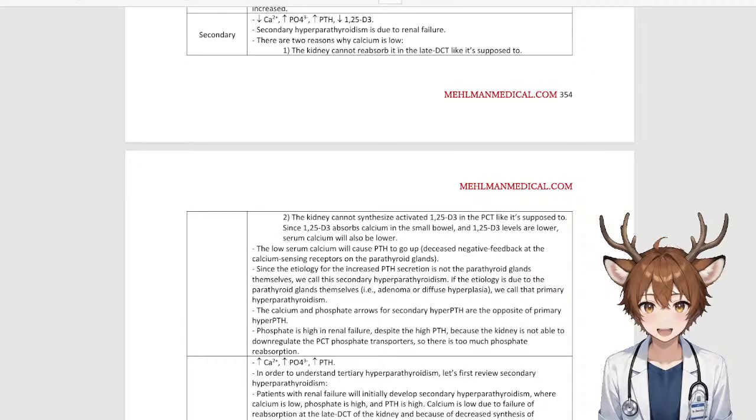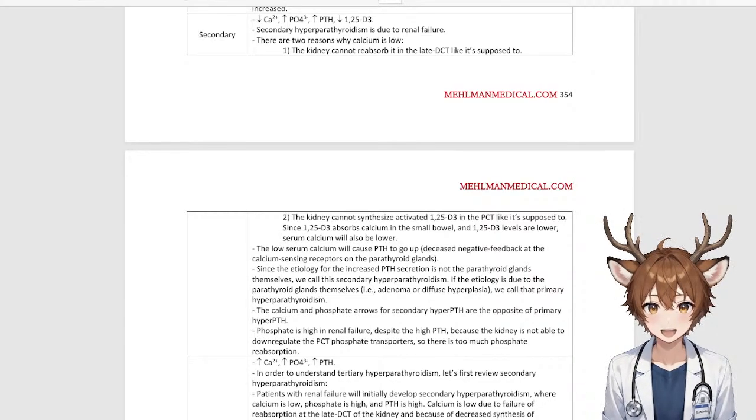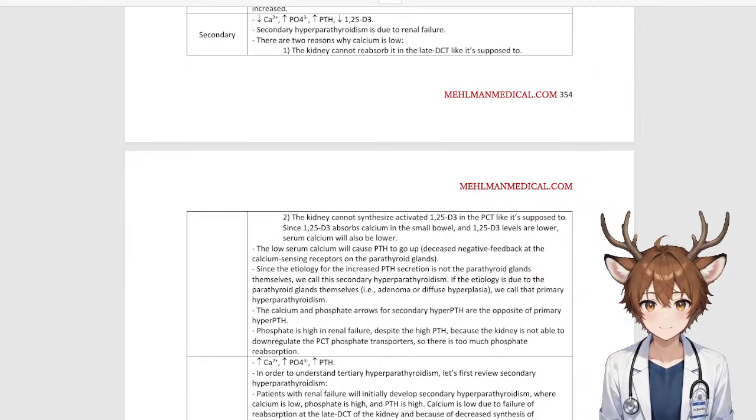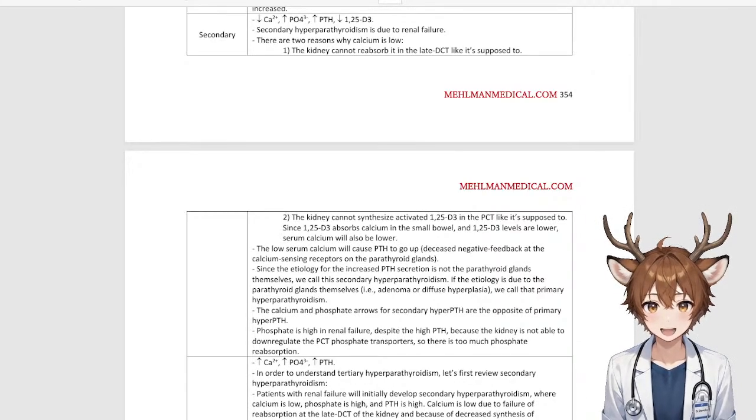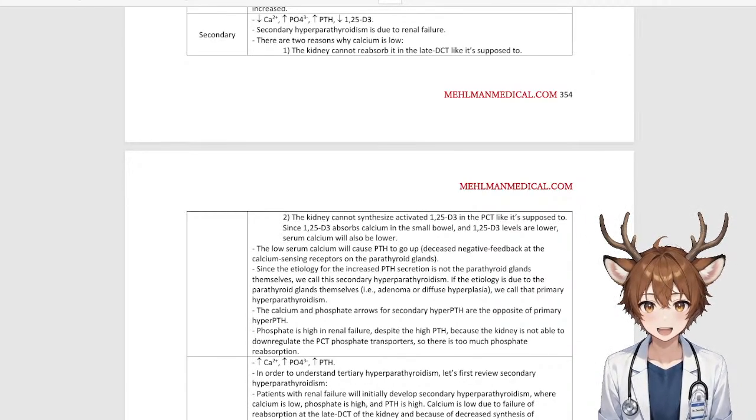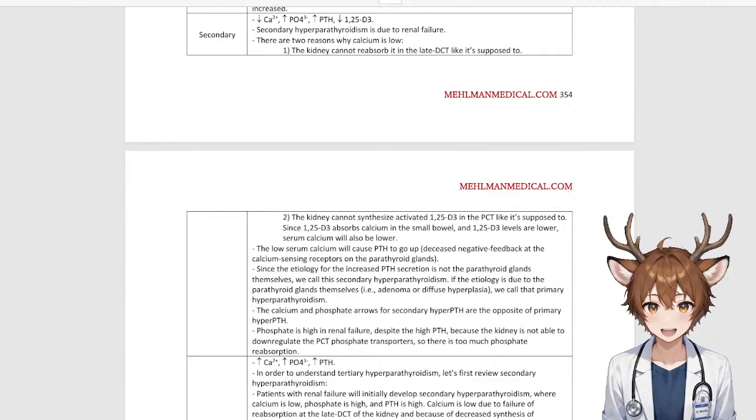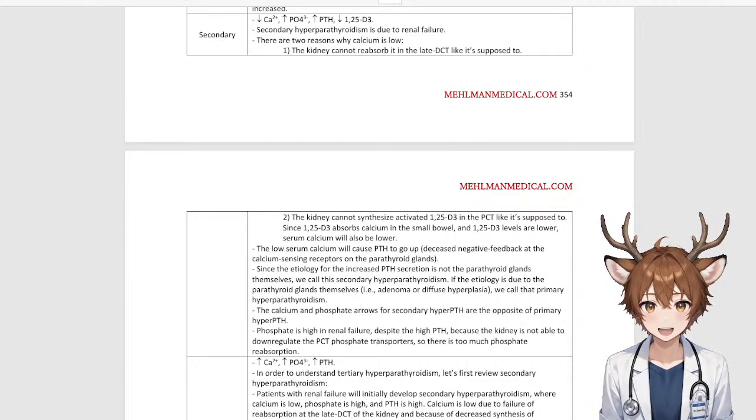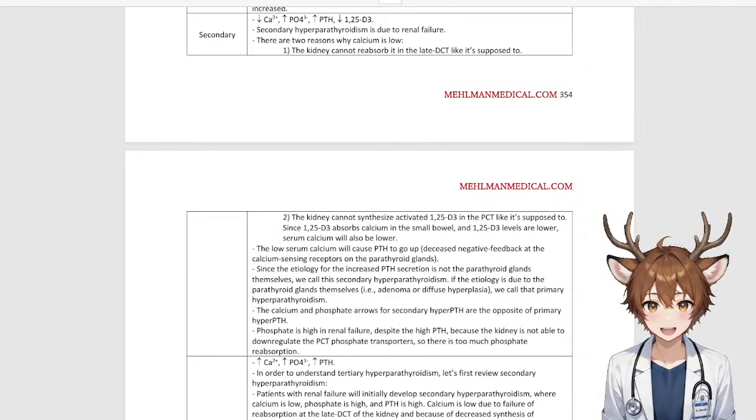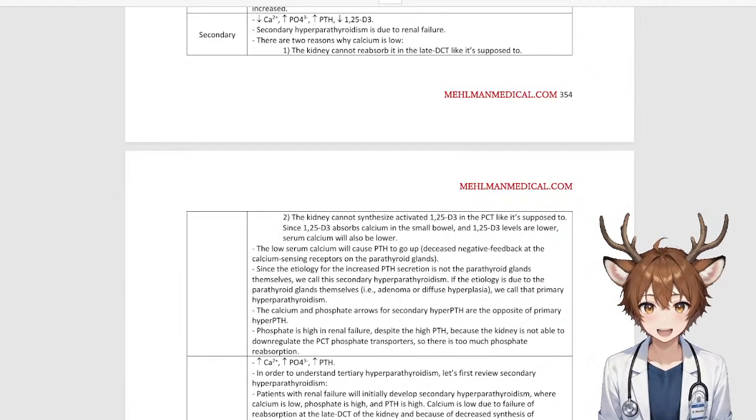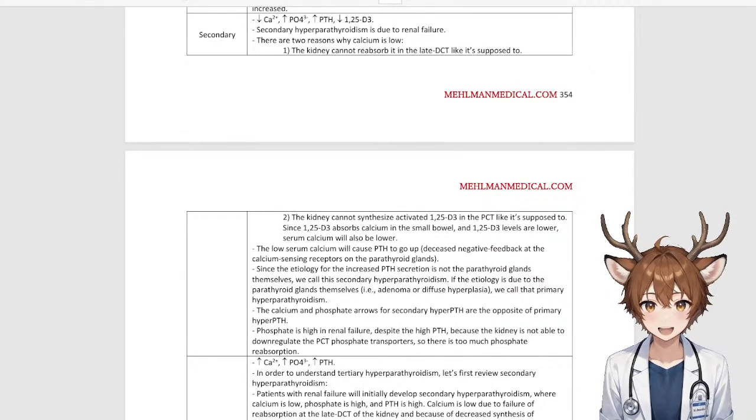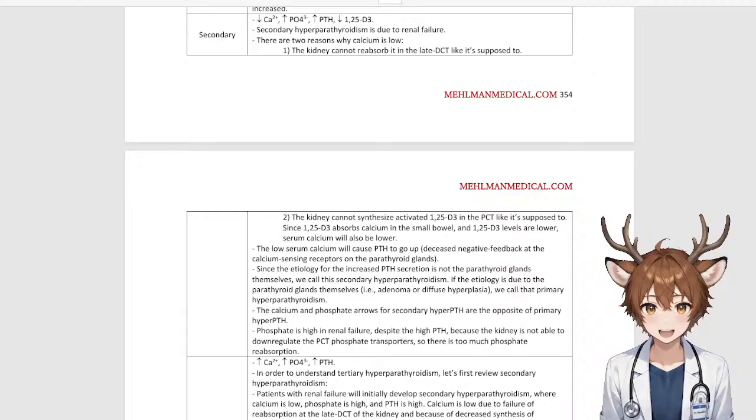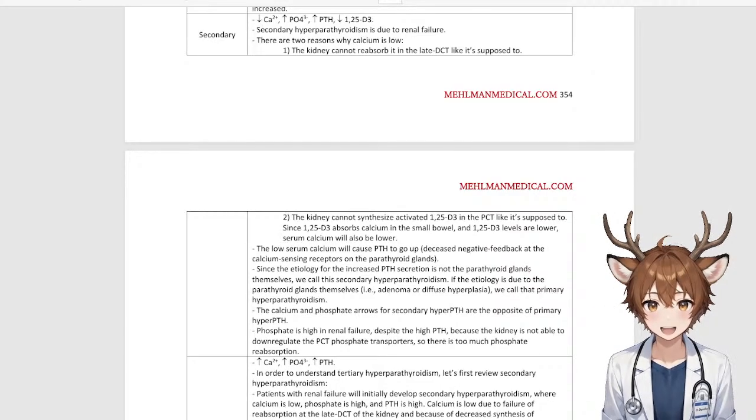Since 1,25-D3 promotes calcium absorption in the small bowel, and 1,25-D3 levels are lower, serum calcium will also be lower. This lower serum calcium will cause the PTH to go up, with decreased negative feedback at the calcium-sensing receptors on the parathyroid glands. Since the etiology for the increased parathyroid hormone secretion is not the parathyroid glands themselves, we call this a secondary hyperparathyroidism. And if the etiology is the parathyroid glands themselves, that is to say the adenoma or diffuse hyperplasia, we call that primary hyperparathyroidism.